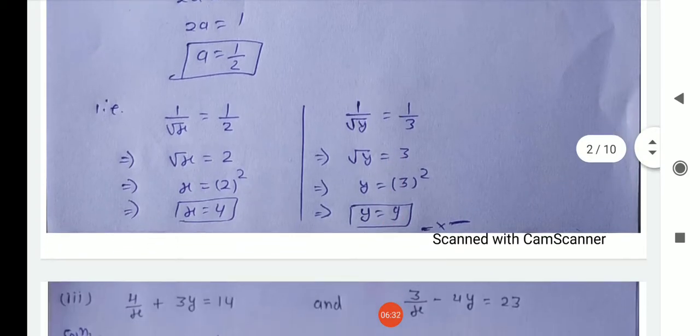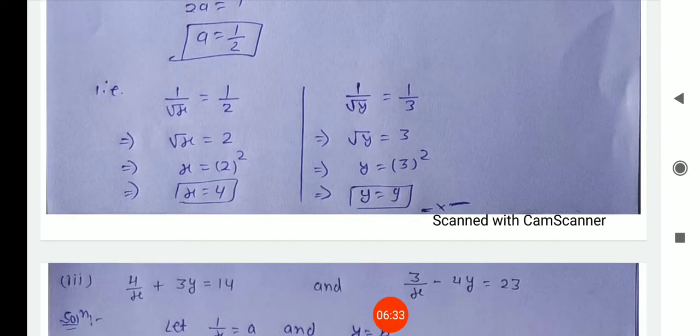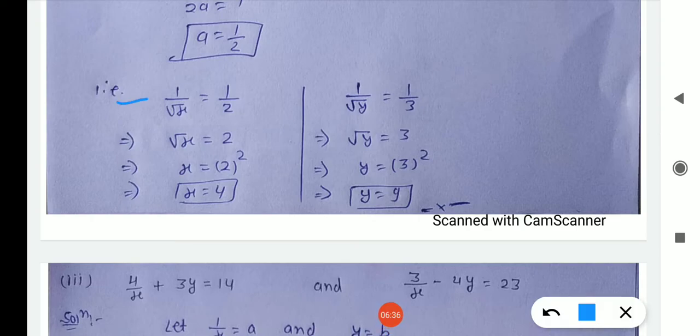We let 1 upon root x equal a. So 1 upon root x equals 1 upon 2, the value of a is half. So if we cross multiply, we get root x equals 2. Now we move this root x, so on the RHS it becomes a square, so we get x equals 4.